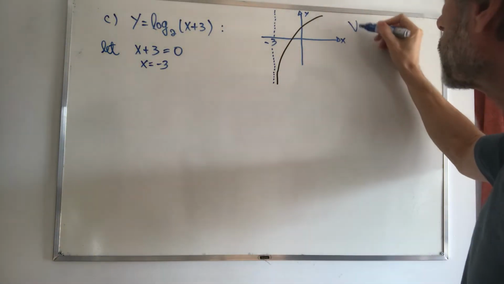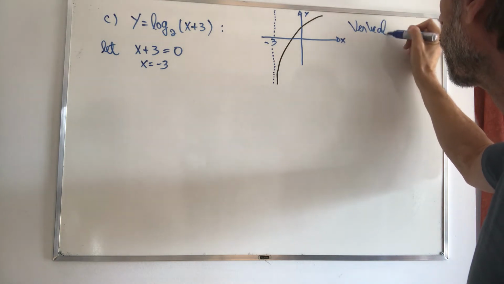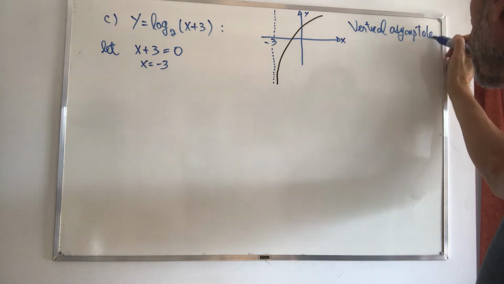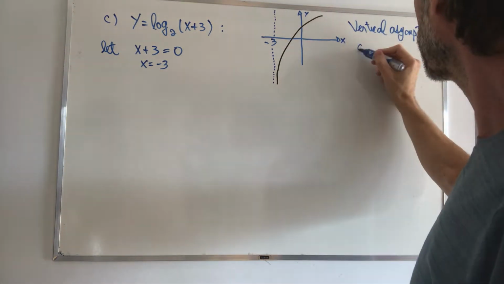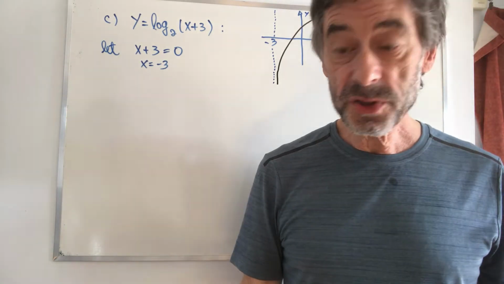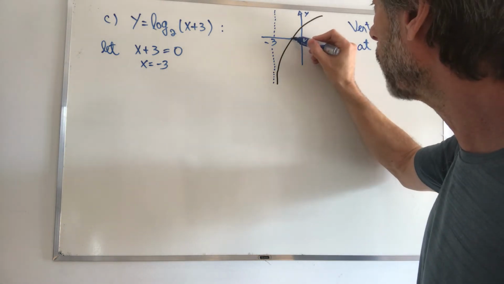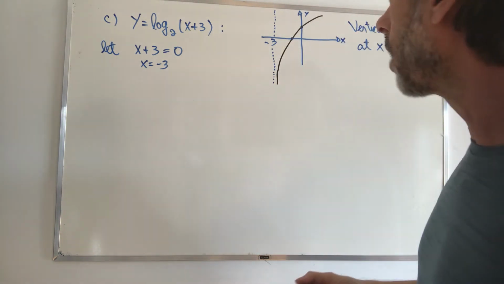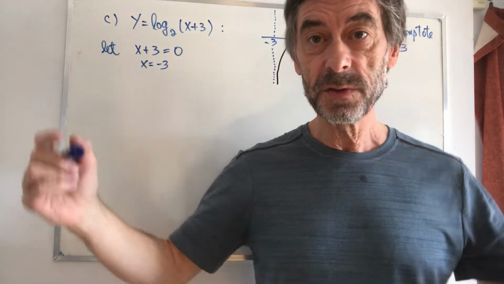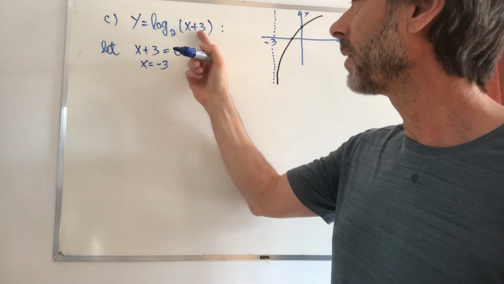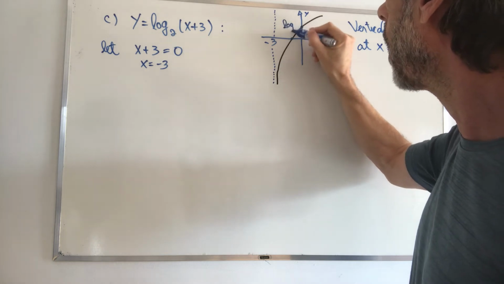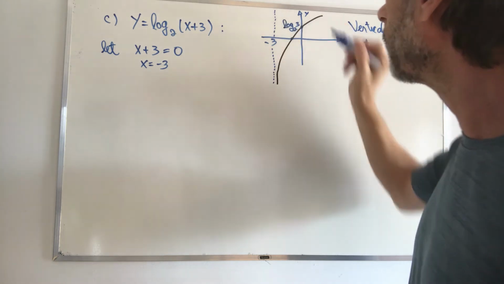So vertical asymptote at x equals minus 3. We could also very easily find both the x and the y intercept. How would you find the y-intercept? Super easy. Replace x with 0. So 0 plus 3 is 3. Log of 3, that's where this is. Log base 2 of 3.